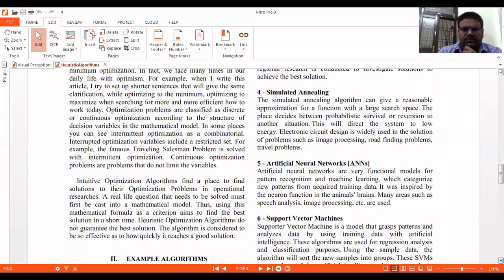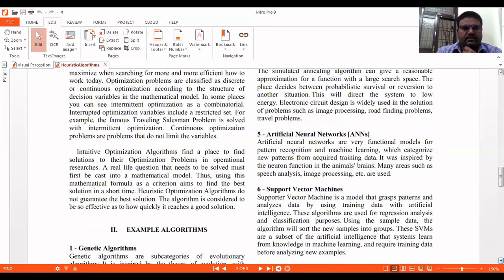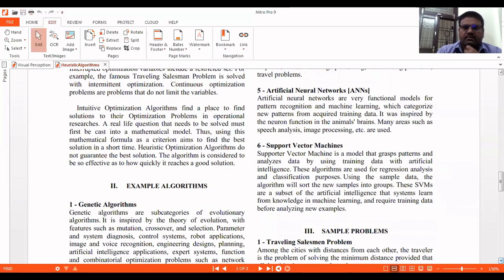It is an iterative process. Find one particular solution, and then find another solution. It may be that the second is better than the first, or the third is better than the second, and the third is better than the first. This can happen in heuristic algorithms. So there are different types of algorithms. Some algorithms we will discuss in this lecture.